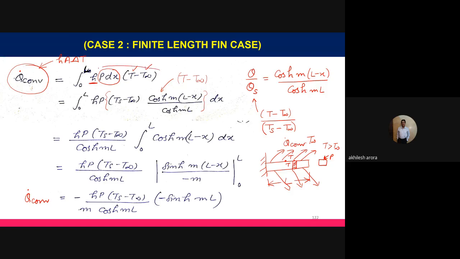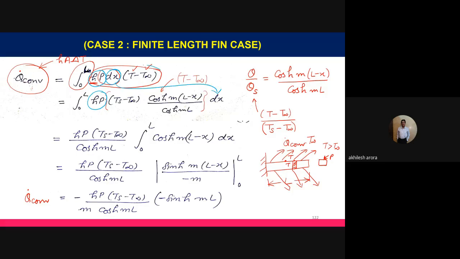So this is the heat transfer through the element dx because of convection, and when we integrate it from 0 to L, we get the total heat transfer due to convection. Once again, let us see how we did it. You can see the first two terms, hP and dx. Let us first focus on these two. hP is written here and dx goes here.